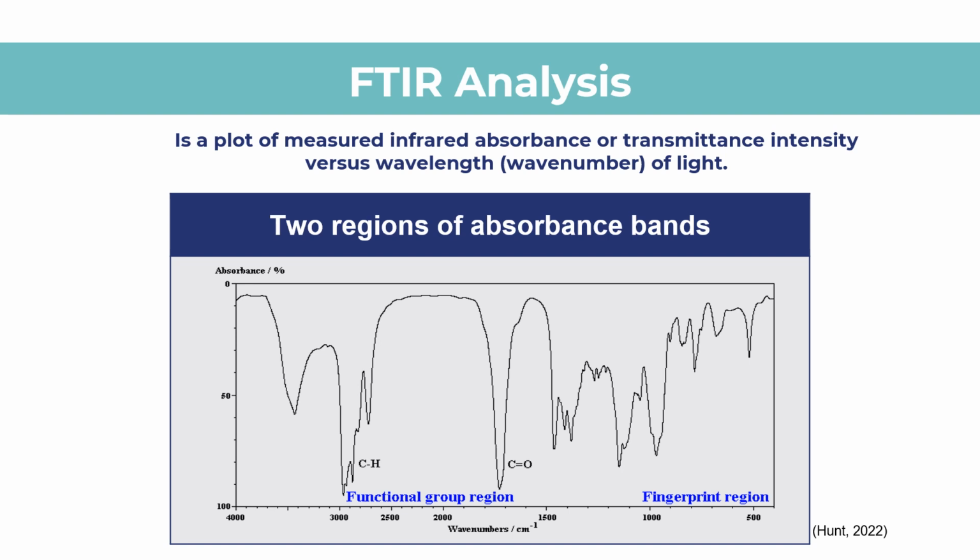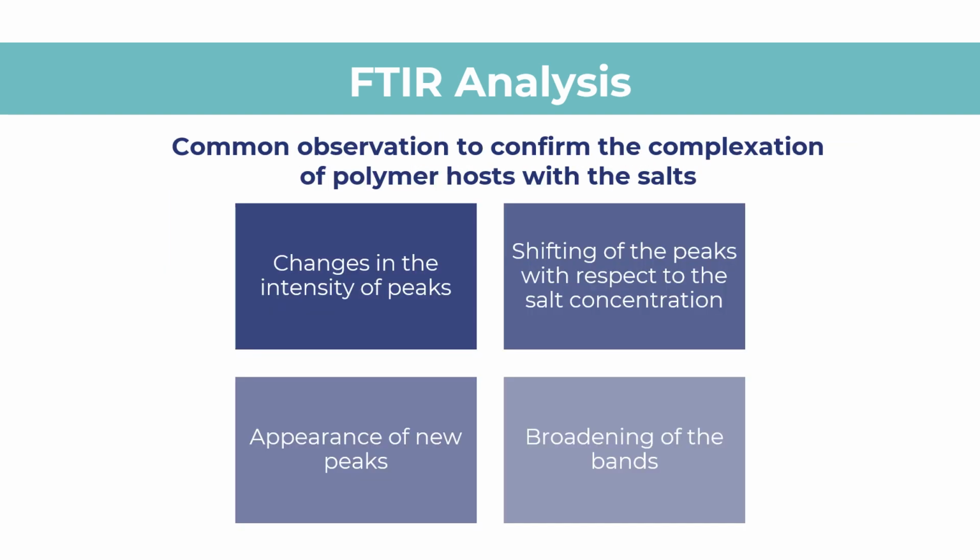An FTIR spectrum is a plot of measured infrared absorbance or transmittance intensity versus wavelength of light. Typical absorbance bands are grouped into 2 regions, which are the functional group region and the fingerprint region, as shown in the figure. The common observations to confirm the complexation of polymer hosts with the salts include changes in the intensity of peaks, shifting of the peaks with respect to the salt concentration, appearance of new peaks and broadening of the bands.